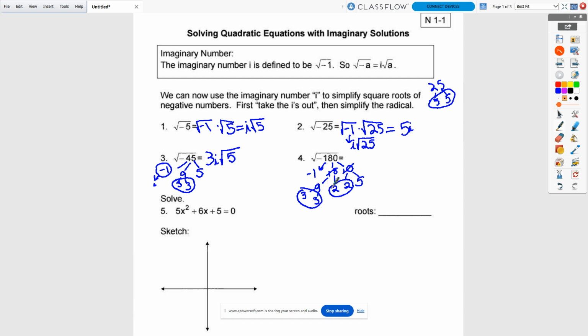So anything that's circled, I'll multiply those together. 3 times 2 is going to give me a 6. So I'd have 6i from that -1. And then I've got a 5 that did not get used. That's the only thing that wasn't used. And so that would be 6i times the square root of 5 would be my simplification of that.